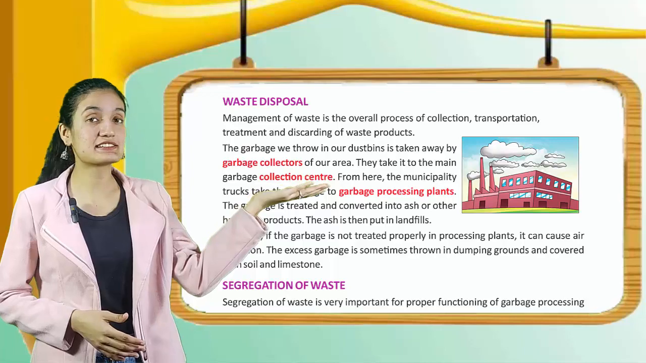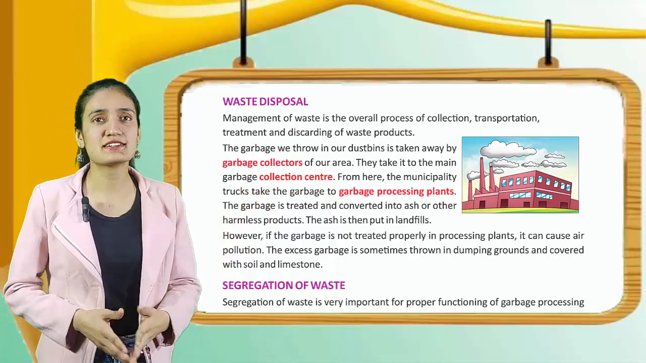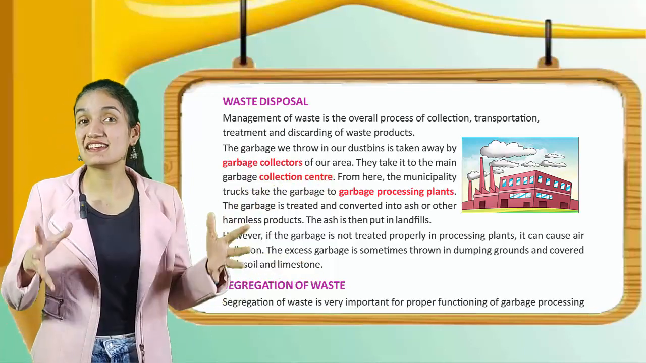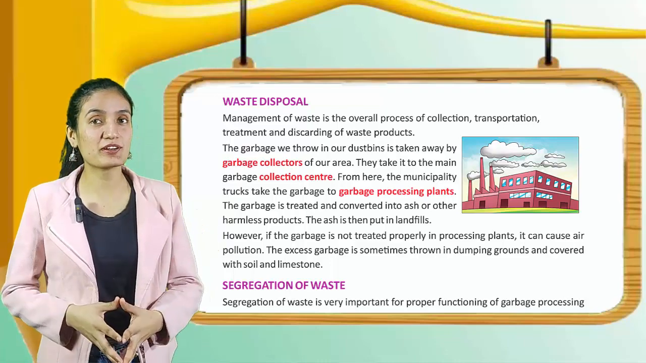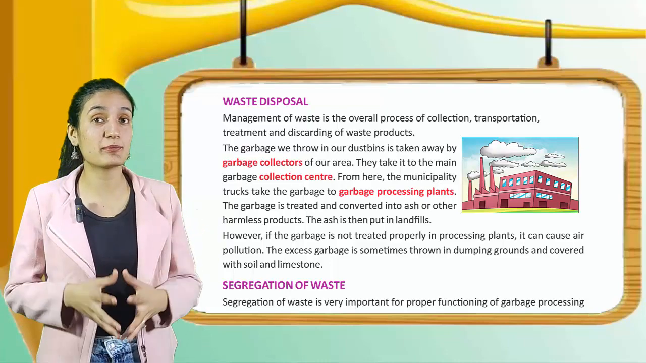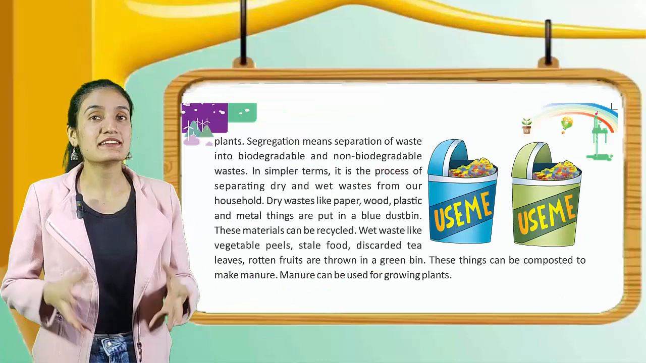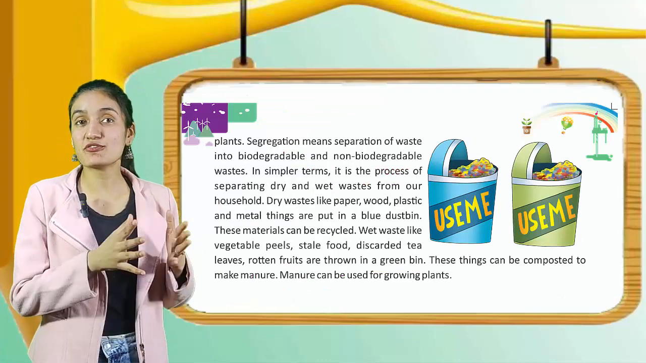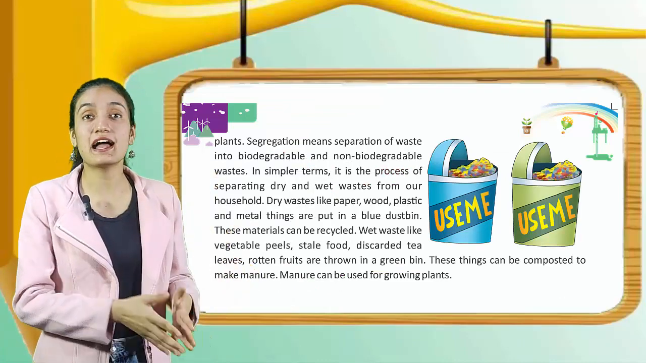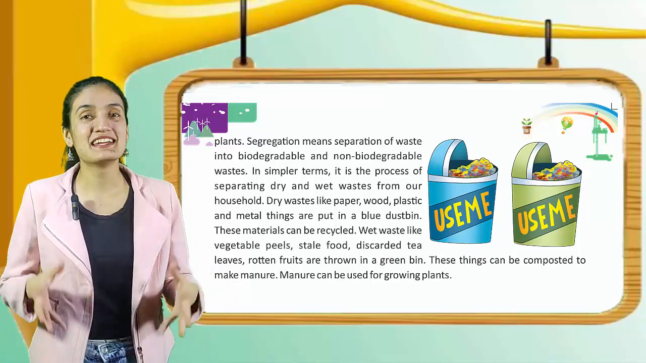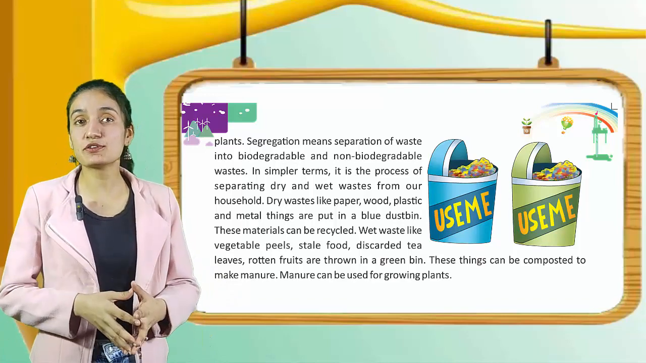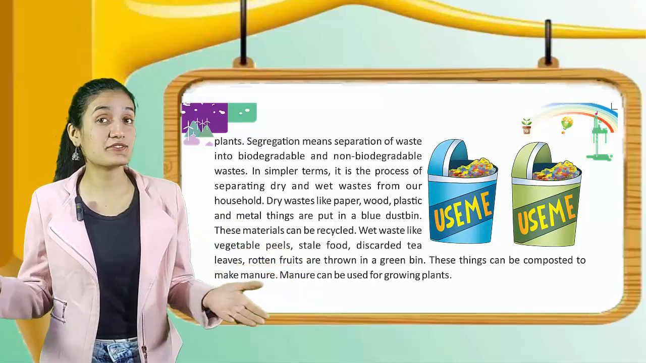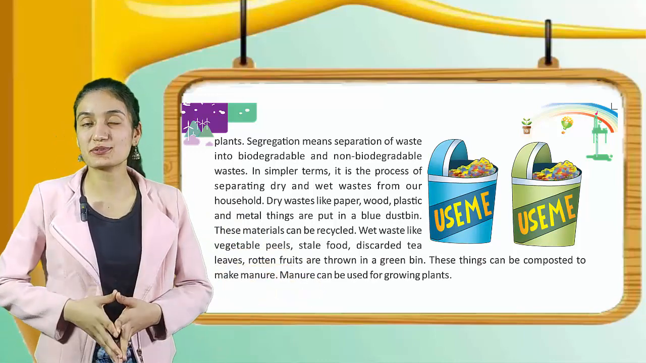Now, let's understand segregation of waste. What is segregation? Segregation of waste is very important for proper functioning of garbage processing plants. Segregation means separation of waste into biodegradable and non-biodegradable waste. In simpler terms, it is the process of separating dry and wet waste from our household.